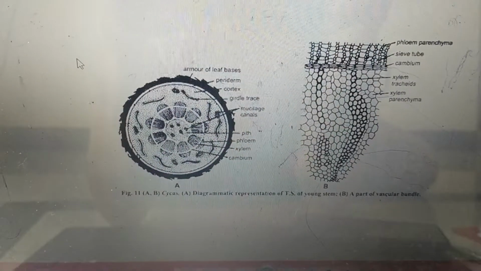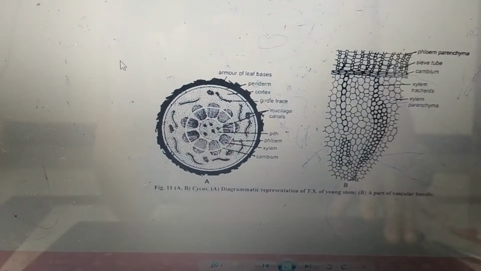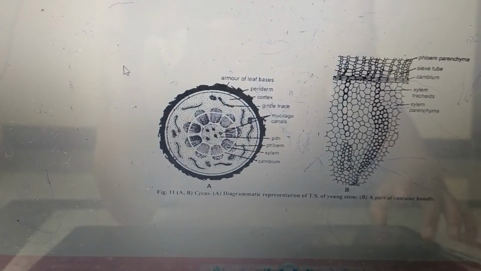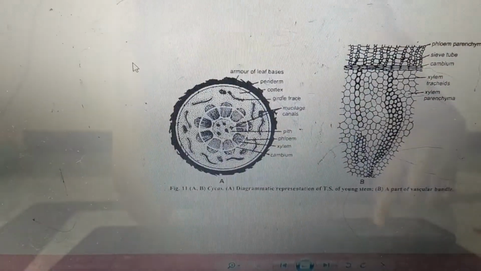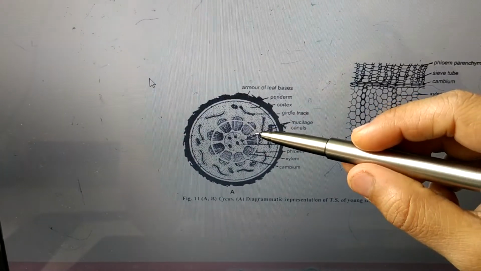In this part, we'll be discussing the transverse section of the stem in case of Cycas. Transverse section of the stem shows the following anatomical features. To begin with, the things will be common, that is, the outermost layer will be epidermis, followed by the cortex, and inner to the cortex we have the stele. Stele has the arrangement of vascular bundles in the form of a ring.